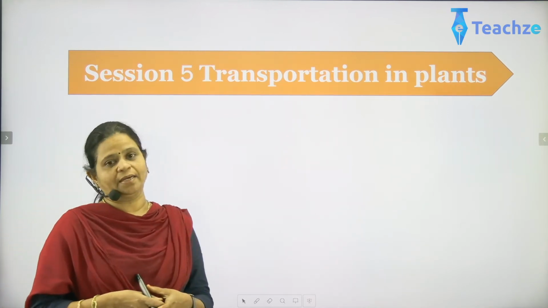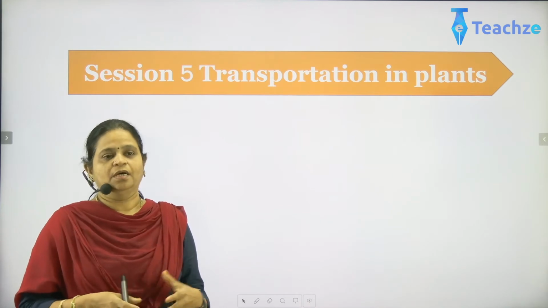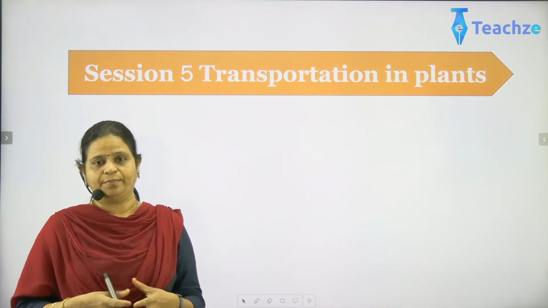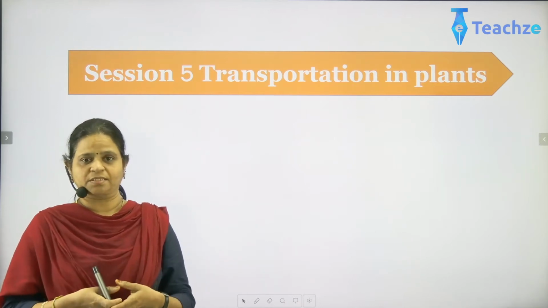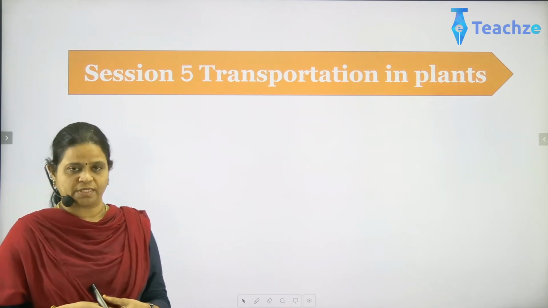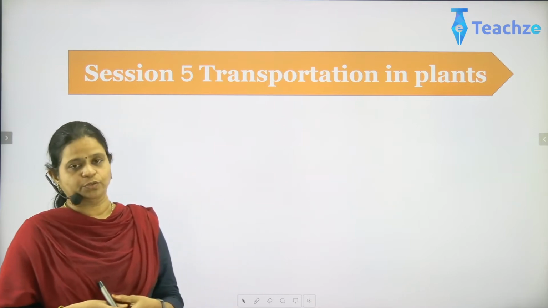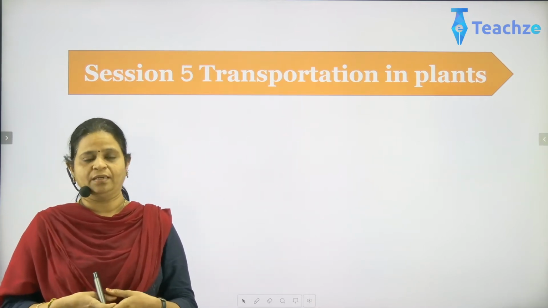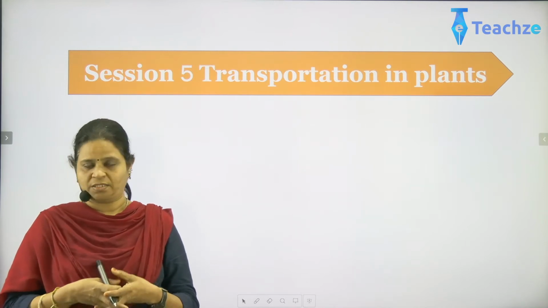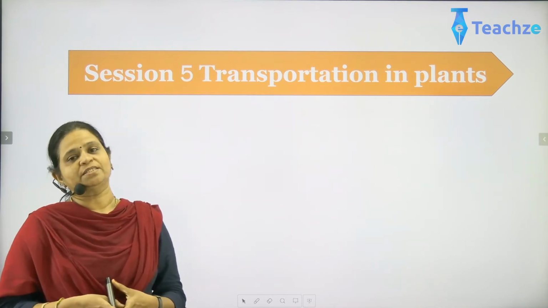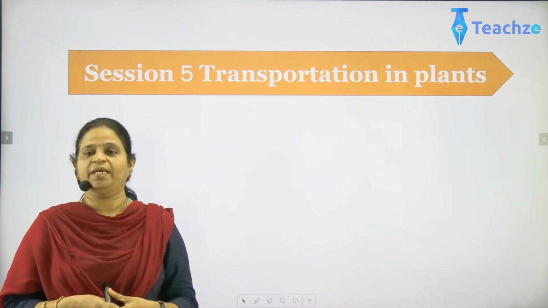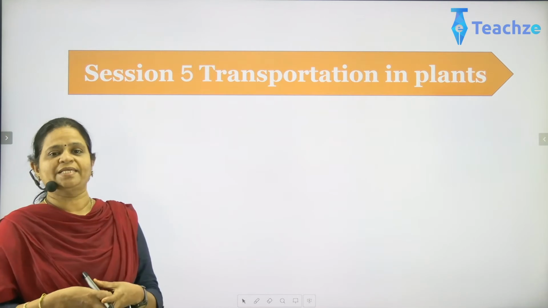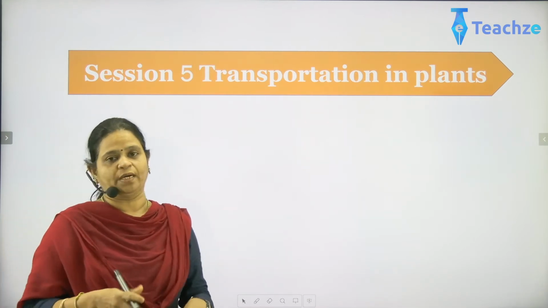So what exactly is transportation? This session is all about how plants also need certain kinds of substances to be transported across their body. So for them also, just like human beings, a certain system has to be there, what we generally call transportation. But there is always a difference between plants and animals. To go forward, let's look at the subtopics we are going to take today.